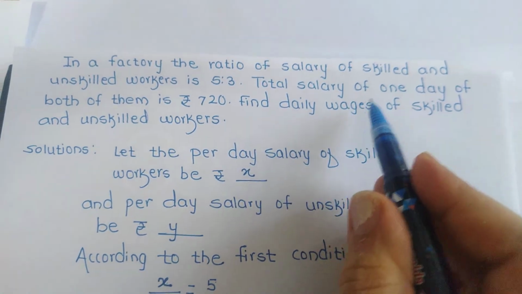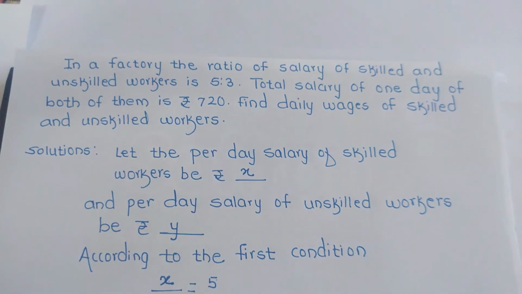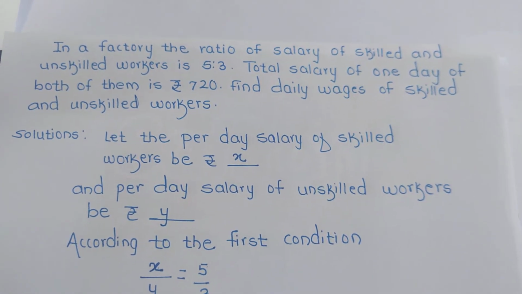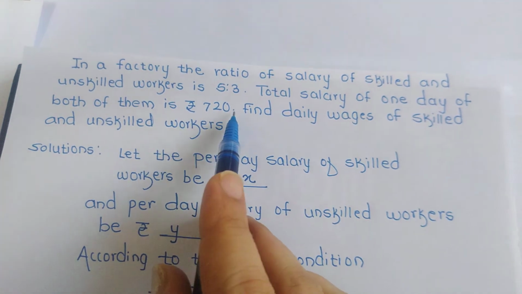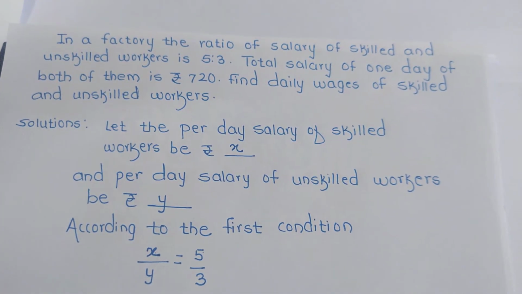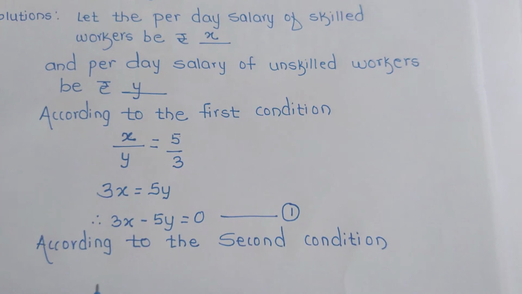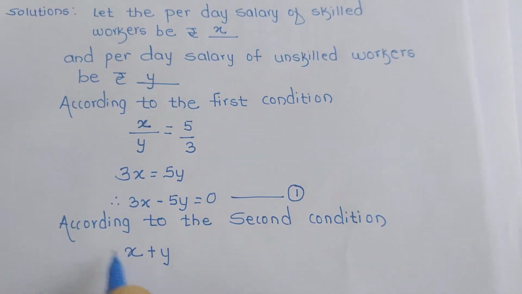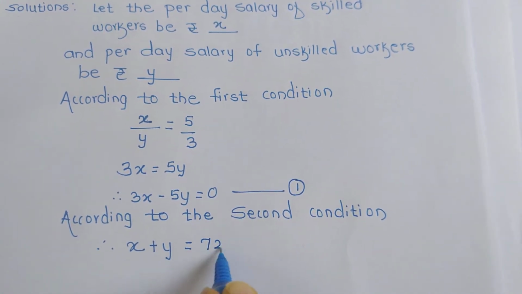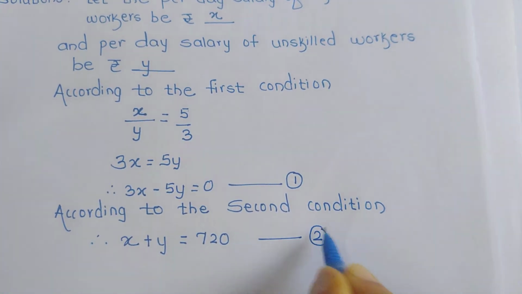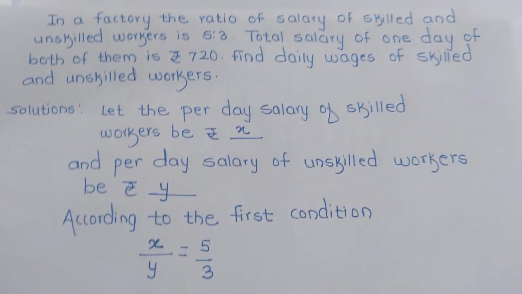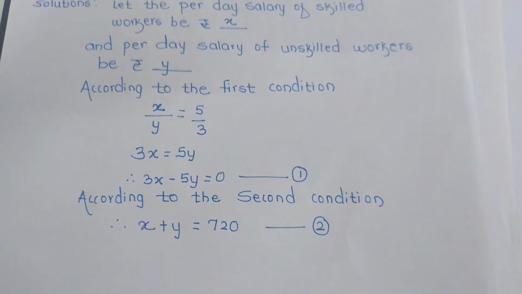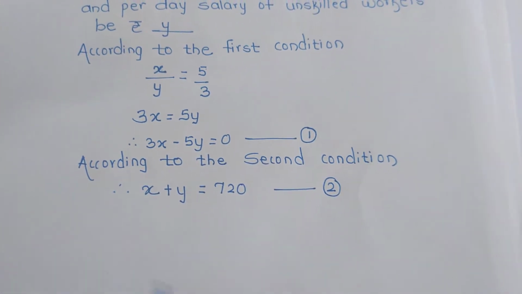Total salary of one day of both of them is 720. Total, that is addition of salary of skilled and unskilled workers, is 720. We considered skilled workers as X, unskilled workers as Y. So therefore x plus y is 720. This is equation number 2. So half of our work is completed. We have successfully found two equations hidden in the word problem. Next we have to solve these two equations.